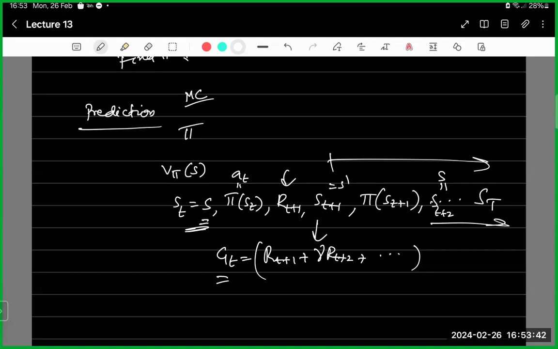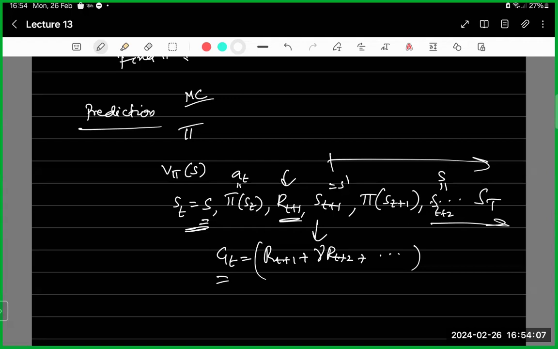One minor technicality is if you encounter the state multiple times, these are not independent samples of GT. The first sample and the second sample have a lot of correlation, right? The GT that you get for the first sample and the GT that you get for the second sample differ by only R(t+1). So there is a lot of correlation. So these are not independent samples of your GT. So there will be some bias in your algorithm, but it will help you converge faster.